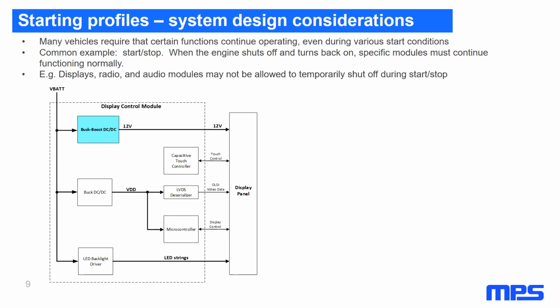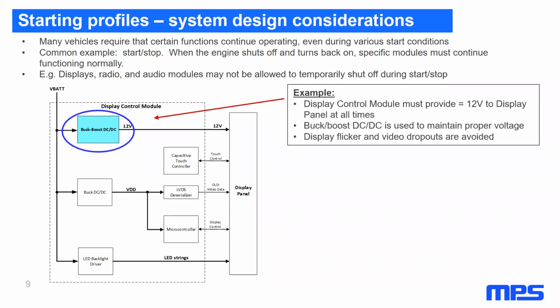Consider the example shown for a display control module providing power to a display panel. The display control module must always provide a 12-volt supply rail to the display panel, even during start-stop. A buck boost converter can be used in this scenario to maintain proper output regulation at all times. In this way, display flicker and video dropouts are avoided.